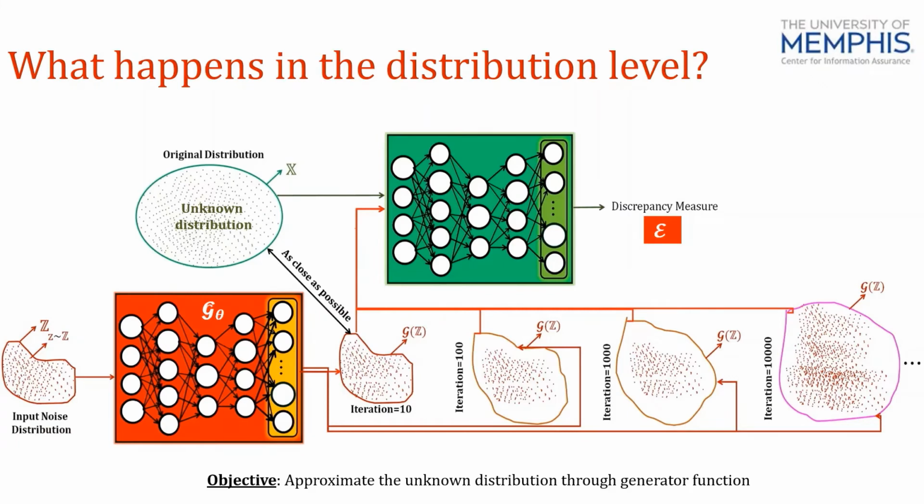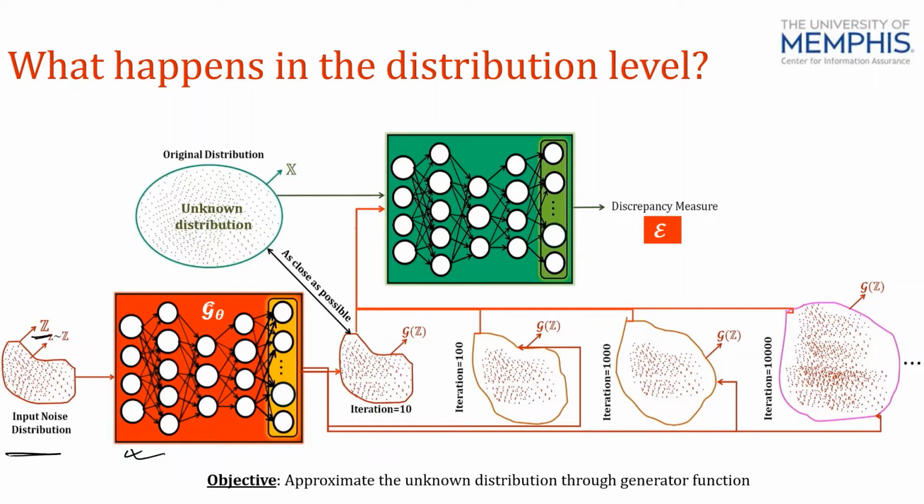Now, in the previous slides, we saw how to train the generators and discriminators in generative adversarial networks. In this slide, we try to understand what happens at the distribution level. As we already discussed, the samples from the input noise are the inputs to the generator. All the red dots are samples of this distribution.